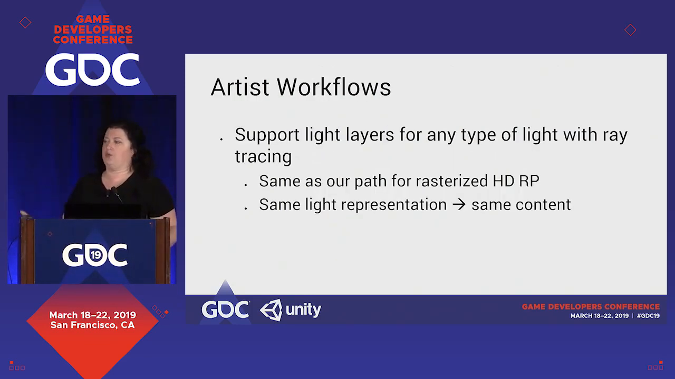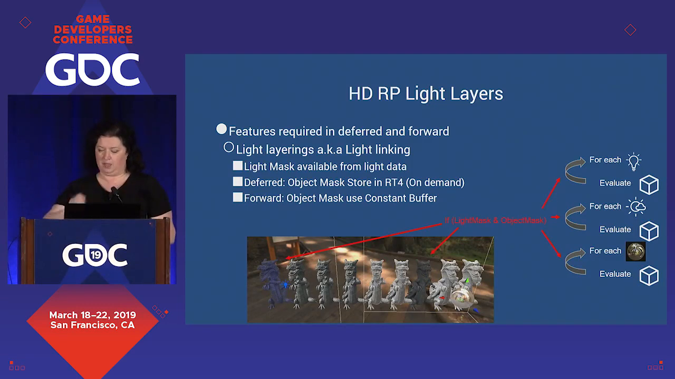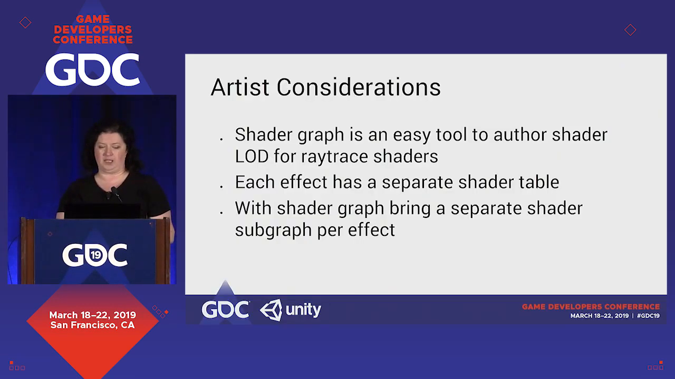Similarly, we also support light layers, which is something that our artists feel really keenly fond of, for any type of light with ray tracing. And it's the same way that we support it for rasterization. Same light representation means same content, and then they can go to appropriate evaluation. I'm going to skip a little bit on evaluation of light layers.